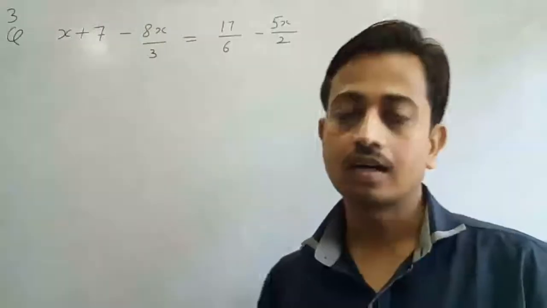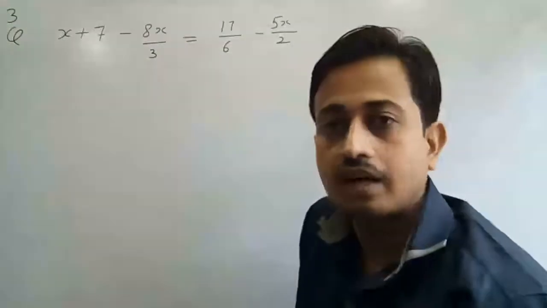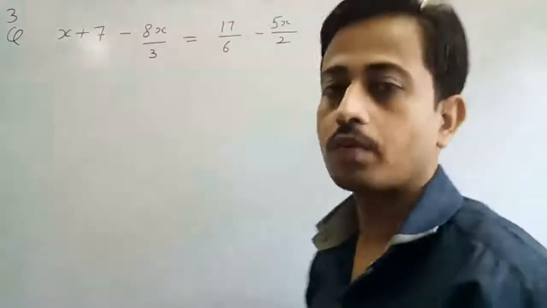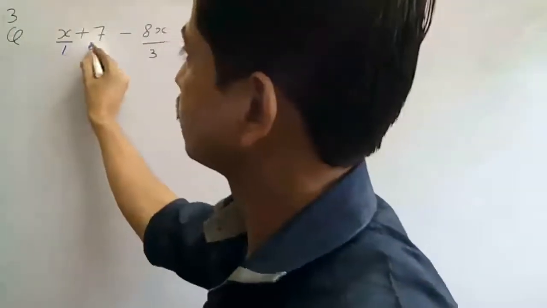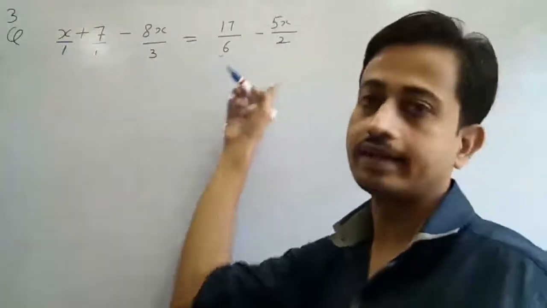Now this is our third question. Look at the question. Some terms are rational, but some terms are not in rational form. So try to make all the terms rational. So that's why I am writing here x by 1, 7 by 1. So this is our left hand side and this is our right hand side.